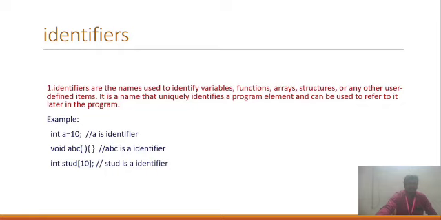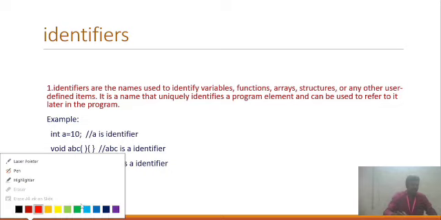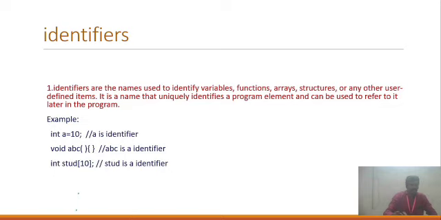Now, to start with C programming, the most important thing we have learned in C is called identifiers. Identifiers are user-defined names, which can be assigned for variables, functions, arrays, and structures. So any user-defined name is called an identifier. When you closely observe this, A is an identifier, ABC is an identifier, and STUD is an identifier. Even though concept-wise it is a variable, a function, and an array, the name which is assigned is called an identifier.